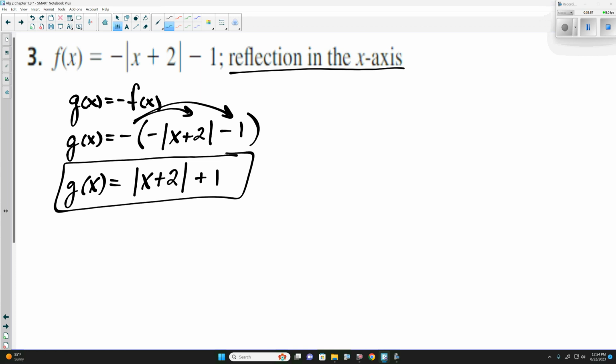Any questions on this reflection in the x-axis? Are we good with this here? We ready for the next one?